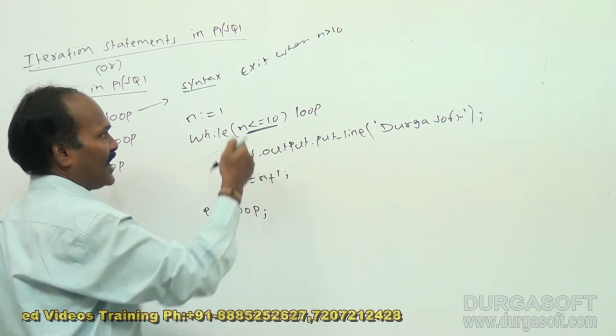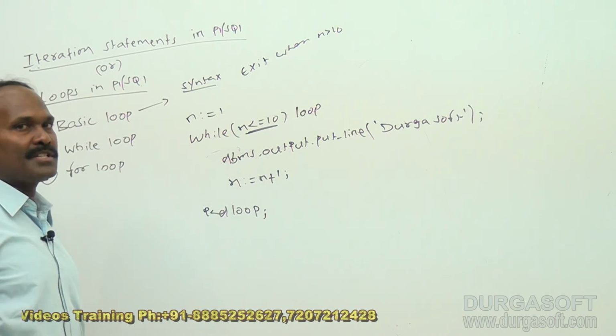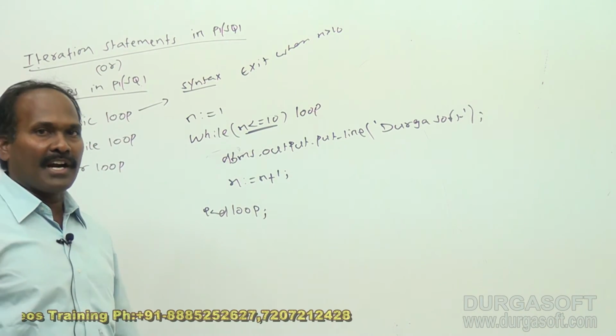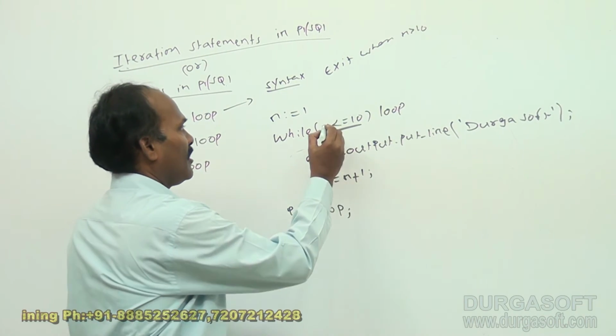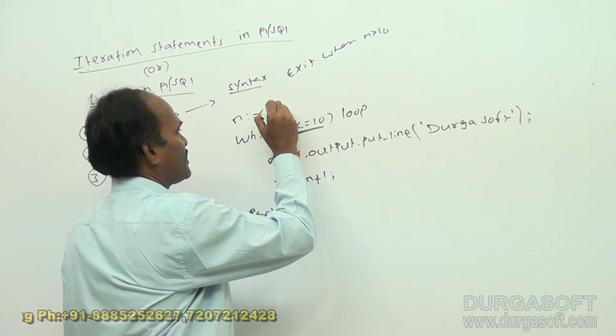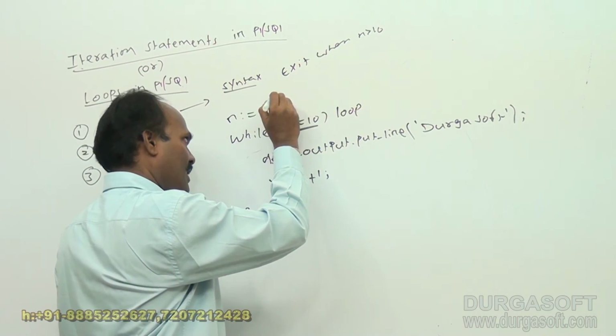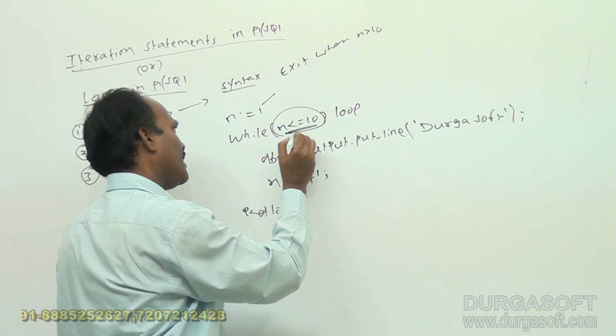Here this is a condition for execution of the body of the loop. As long as the condition is true, the body of the loop is executed, and whenever the condition is false, the loop will be terminated. How many times is the body executed, and how many times will the condition be checked?